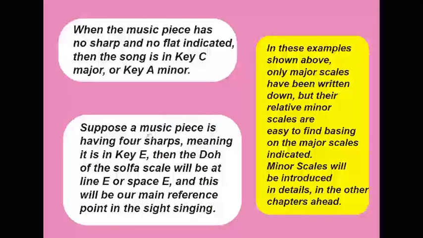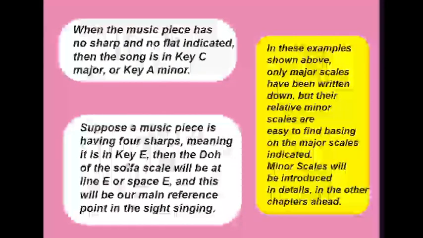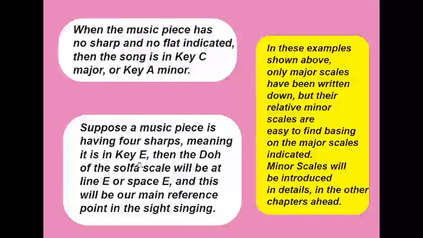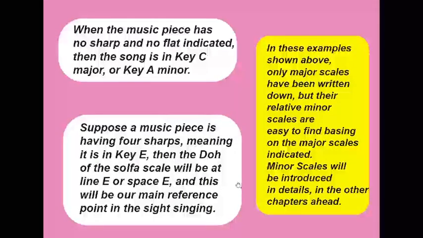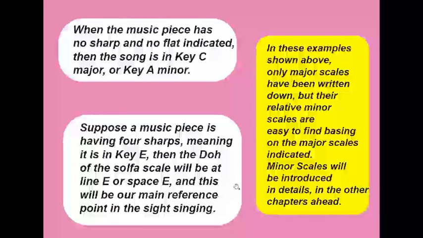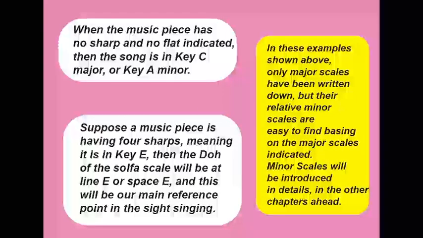Note number two. Suppose a music piece is having four sharps, meaning it is in key E, as we have indicated. Then the do of the solfa scale will be at line E or space E, and this will be our main reference point in the sight singing. Understand this note very well.